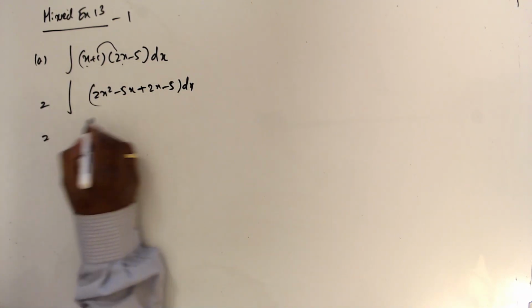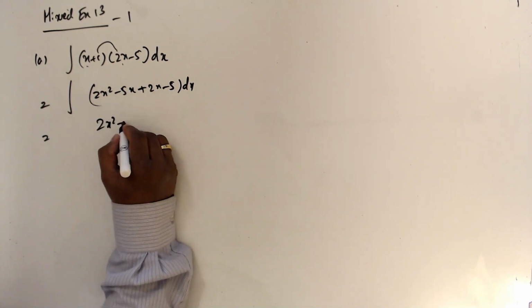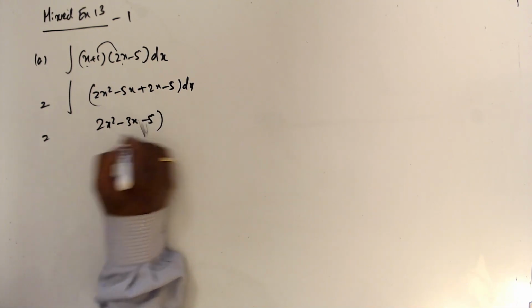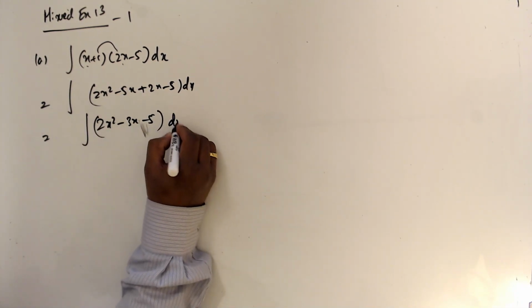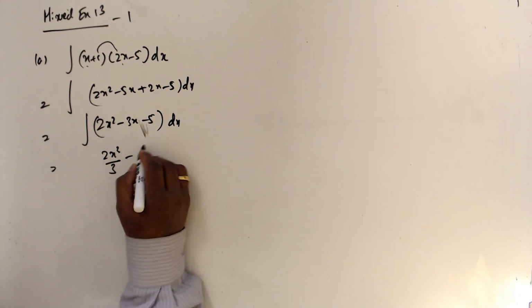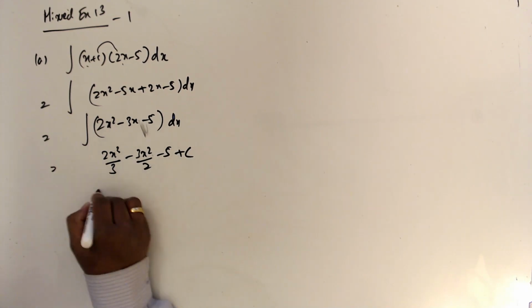So this is going to be 2x square minus 5 plus 2x minus 3x minus 5 dx. So this is going to be 2x cubed over 3 minus 3x square over 2 minus 5 plus c.